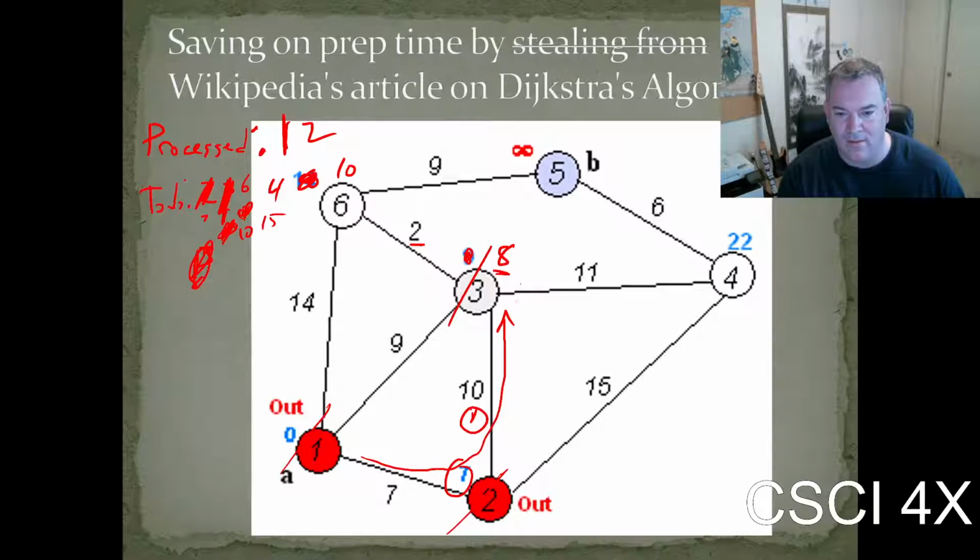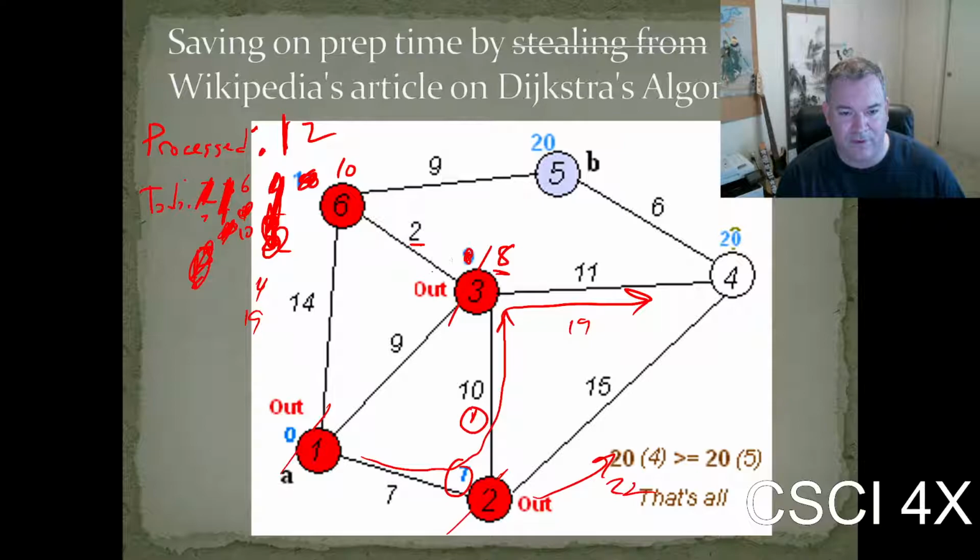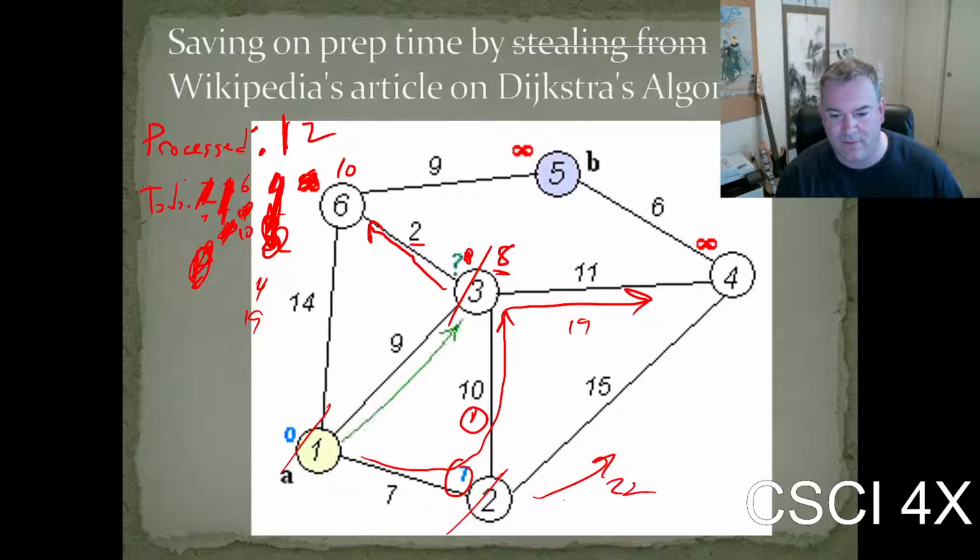This one, 8 plus 11 is 19. That's bigger than what I had before, which was, sorry, 22. So the new route would be 19. If you go this way, it'll be 19, whereas if you go this way, it'll be 22. And 19 is lower than 22, so the old 4 comes out, and the new 4 goes in with a distance of 19. And then of the two remaining nodes, we've got 6 with a distance of 10, and 4 with a distance of 19, so we do 6.